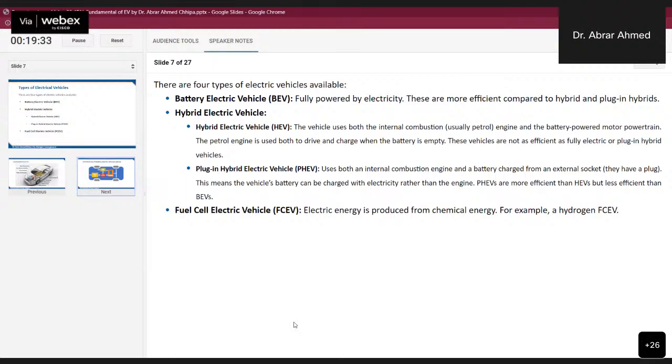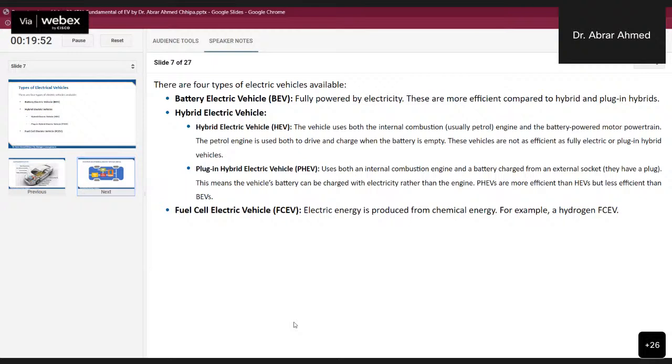So what is the main difference between the hybrid electrical vehicle and plug-in electrical vehicle? In a hybrid electrical vehicle, we cannot charge the battery bank from an external source. The battery gets charged from the engine itself.